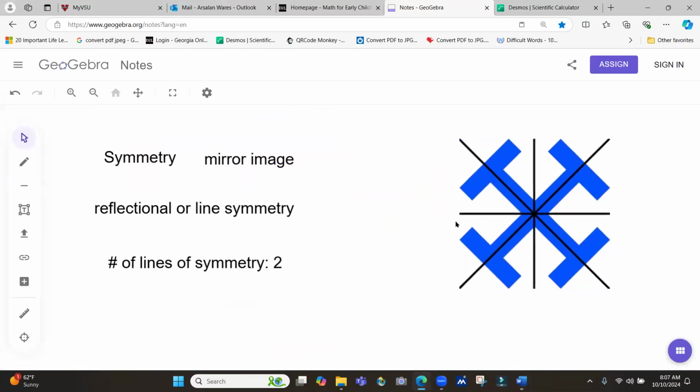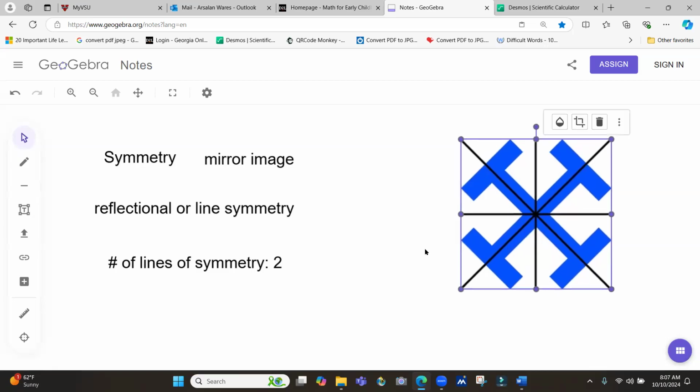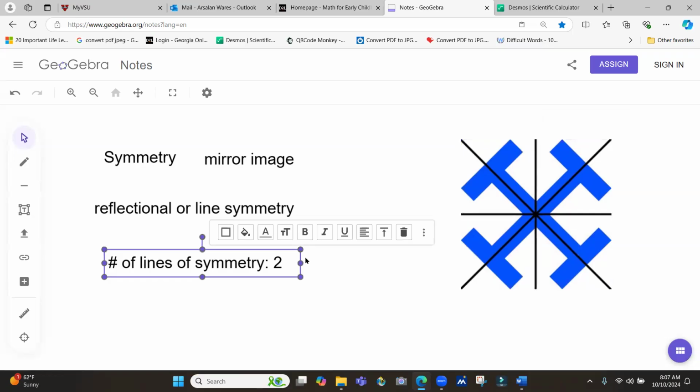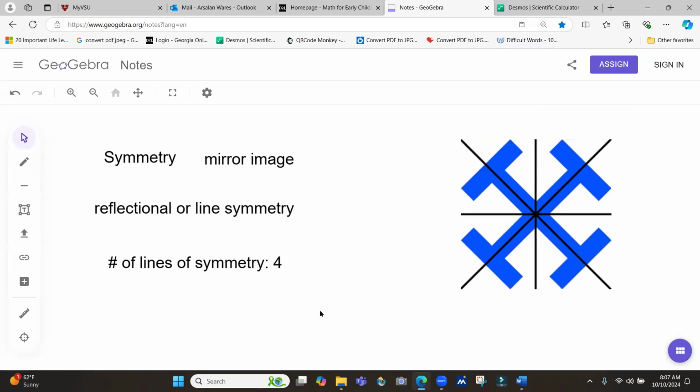This shape has a vertical line of symmetry. The left and right side match. A horizontal line of symmetry, top and bottom match. A slant line of symmetry, actually two slant lines. This portion matches this portion, and you draw another line here. The top left matches the bottom right. So the shape you're looking at has four lines of symmetry. Of course, if it has lines of symmetry, we say the shape has reflectional symmetry or line symmetry.